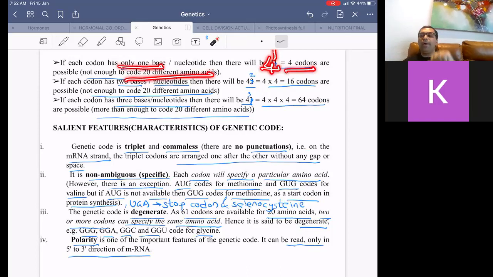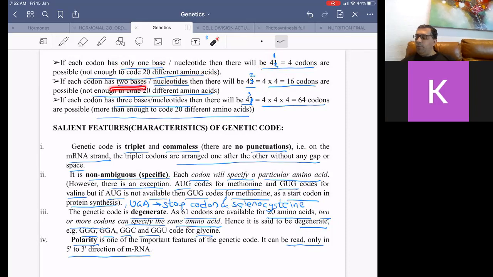U will code for one amino acid, C will code for one amino acid, A will code for one amino acid, G will code for one amino acid. So for 20 amino acids, one nucleotide cannot be a codon. Can a codon be a doublet, two bases? Then it would form 4 raised to 2, that is 4 into 4, 16 types of codons. Four short, four short, and 16 codons are not enough to code for 20 amino acids.